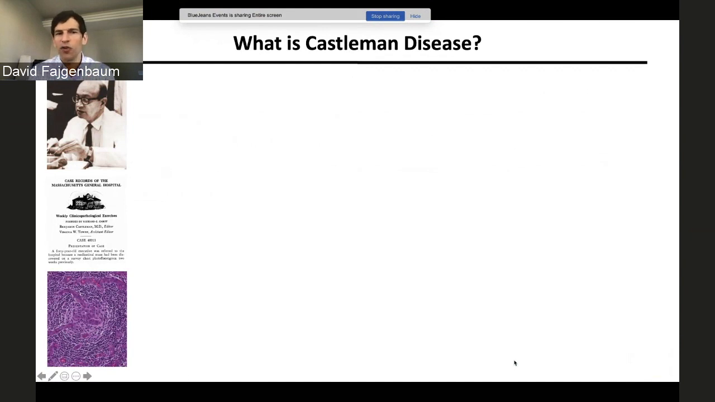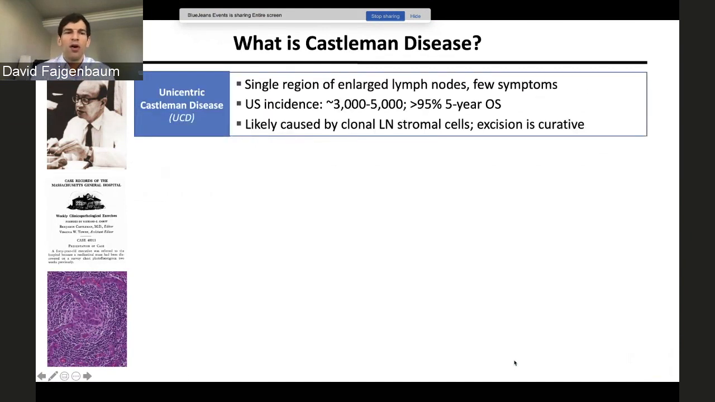Castleman disease describes a group of 4 disorders that all share a common appearance under the microscope. So if you cut out a lymph node from any patient with Castleman disease, they'll look the same under the microscope. The bottom left of the screen is a photo of a germinal center, which is where your B cells go to mature within a lymph node. And you can see a picture above is of Benjamin Castleman.